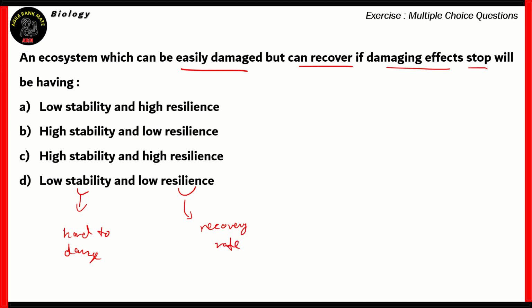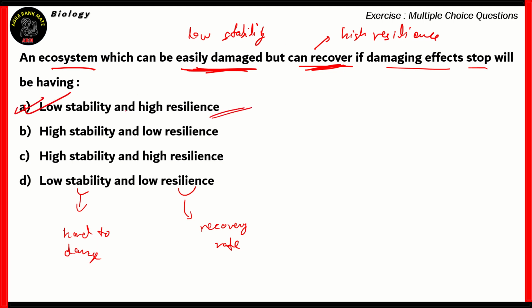So if something has high resilience, it recovers faster. If something has high stability, then it offers resistance to damage. If something has low stability, it can be easily damaged. So we have an ecosystem here. Its quality is that it's easily damaged, so that means it's low stability. But the question also says that this ecosystem can recover if the effects stop. So therefore, it means it'll be having high resilience. So the correct option turns out to be option A, low stability and high resilience.